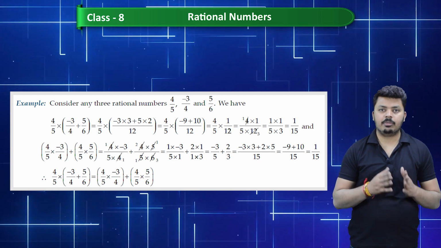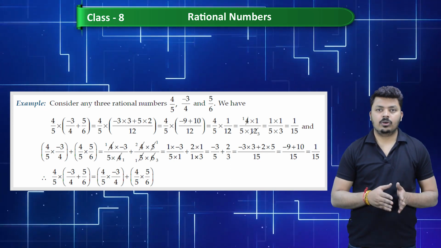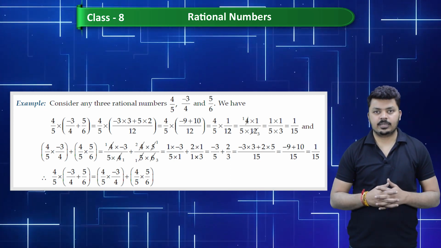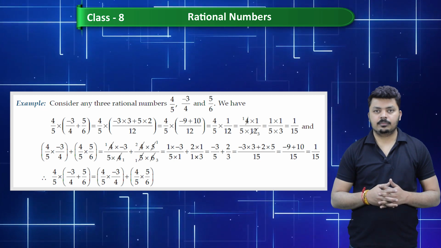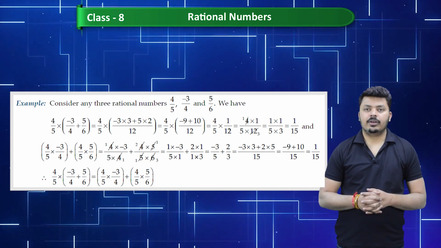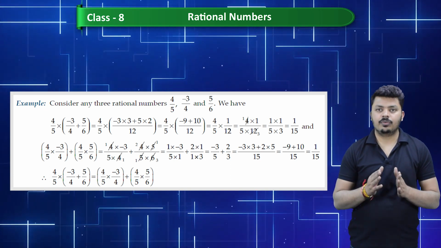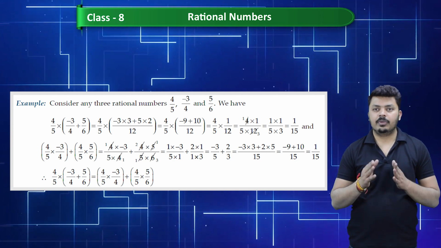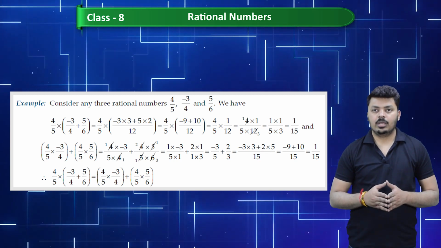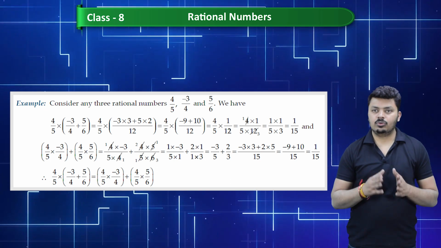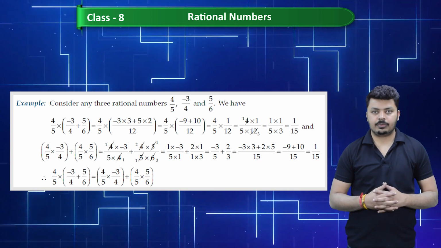And 4 by 5 multiplied by minus 3 by 4 plus 4 by 5 multiplied by 5 by 6 is equal to 4 multiplied by minus 3 upon 5 multiplied by 4. So 4 gets cancelled by 4, plus 4 multiplied by 5 upon 5 multiplied by 6. Here 5 gets cancelled by 1, and 4 is divided by 2, we get 2, and 6 by 2 we divide, we get 3, equals 1 into minus 3 by 5 into 1 plus 2 into 1 upon 1 into 3 equals minus 3 by 5 plus 2 by 3 equals minus 3 into 3 plus 2 into 5 by 15 equals minus 9 plus 10 by 15 equals 1 by 15.